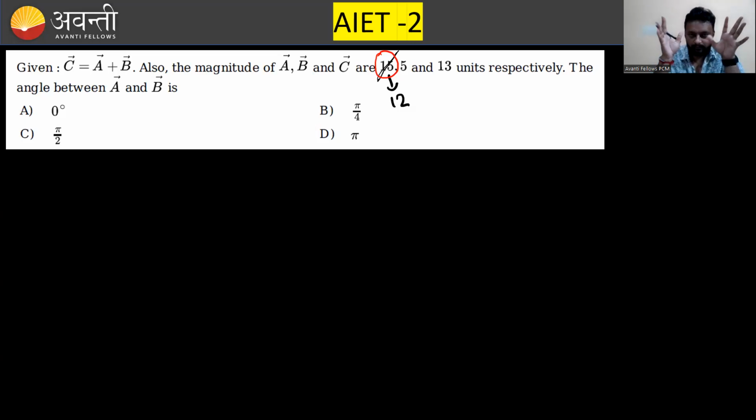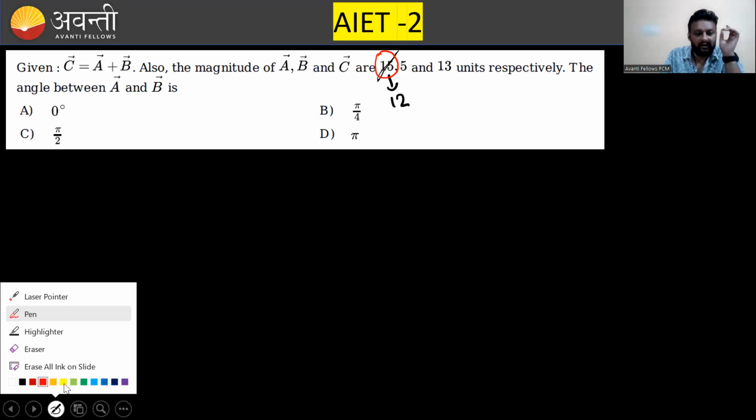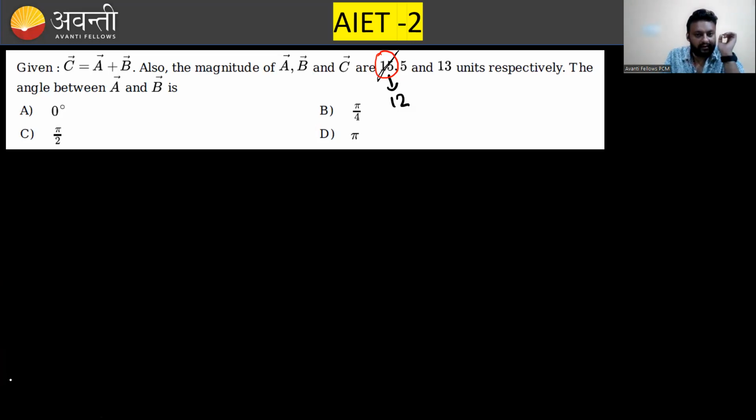So first of all, there are two vectors A and B. A has a magnitude 12, B has a magnitude 5 and C has a magnitude 13. You can clearly see that this is a right angle triangle triplet. So it is clearly visible that the angle between A and B must be 90 degrees, but we will do it with some process. So what is the process?